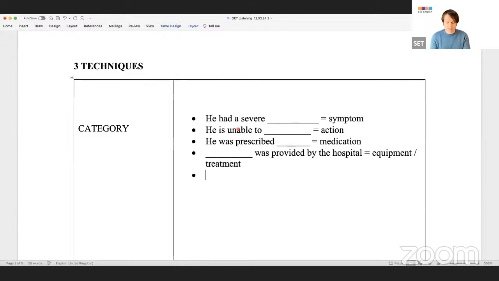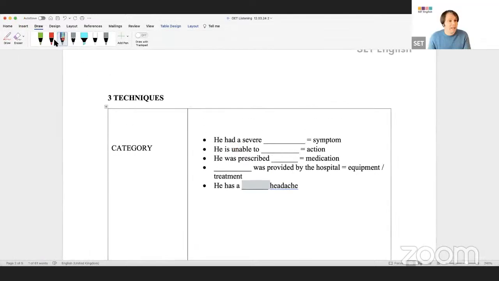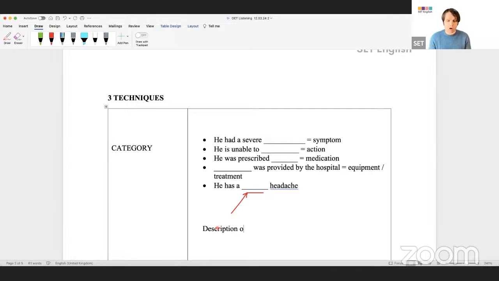What if it says something like this? He has a blank headache. Description. Adjective. This is what I call a description gap. So this is the only kind of thing that is not very easy, really. When you see this, you know, okay, it's not a symptom. It's not an action. It's not a medication. It's not equipment. It's not treatment. It is a description of the headache. Does that make sense?